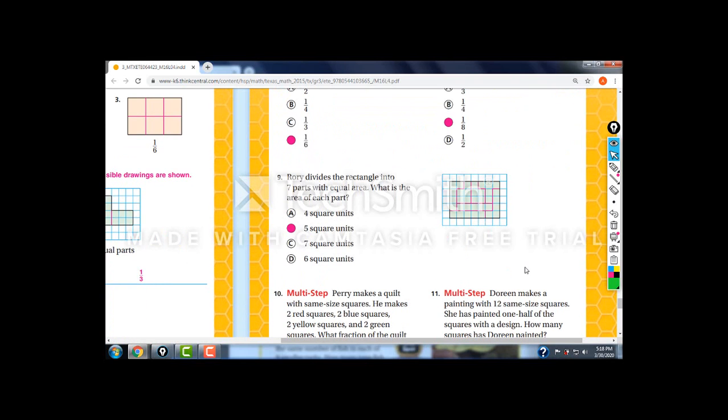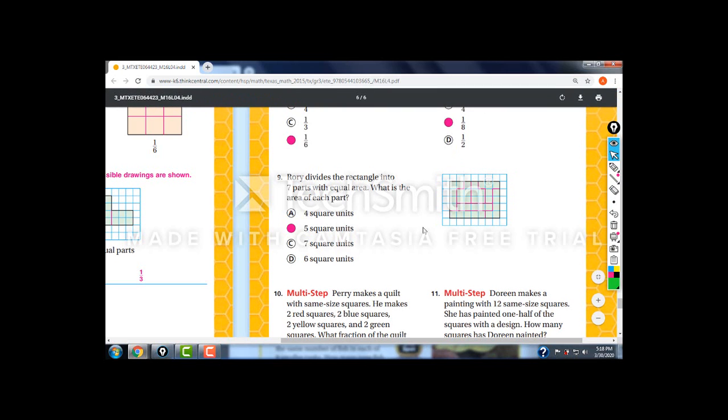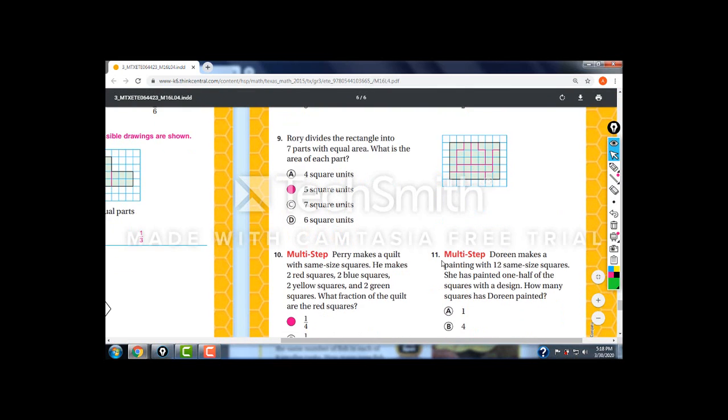Now we get to use it. Rory divides the square into 7 equal parts. What is the area of each part? So all you do is you count. You have 7 equal parts. You just count them. 1, 2, 3, 4, 5. And that's this one right here. That's when I was counting these 5 right now. I was like, that doesn't make any sense because it doesn't work here.